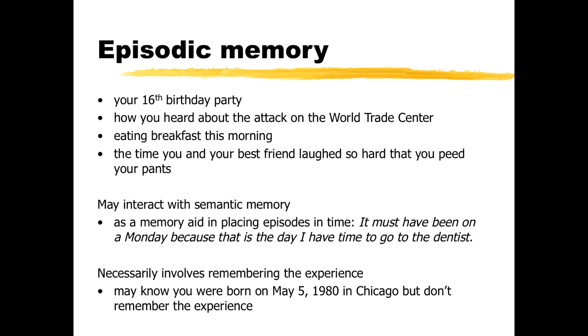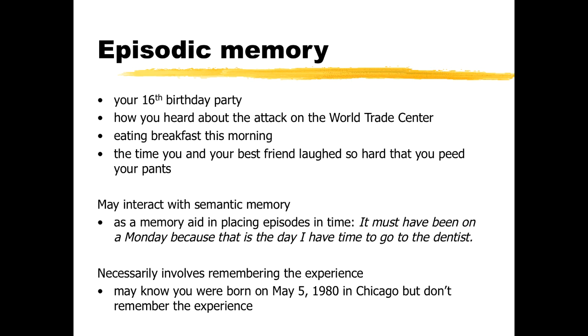So some examples of episodic memory include your memory of your 16th birthday party, or how you heard about the attack on the World Trade Center, or even as simple as eating breakfast this morning, what time it was, whether it tasted good, or if you were rushed. It could also include memories of the time you and your best friend laughed so hard that you peed your pants, for example. Episodic memory can interact with semantic memory.